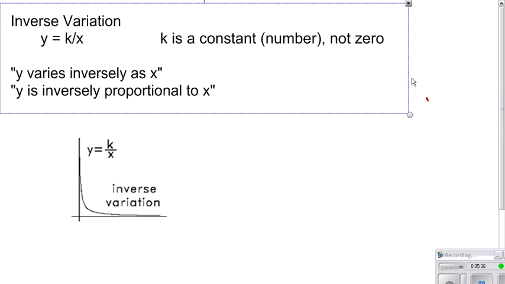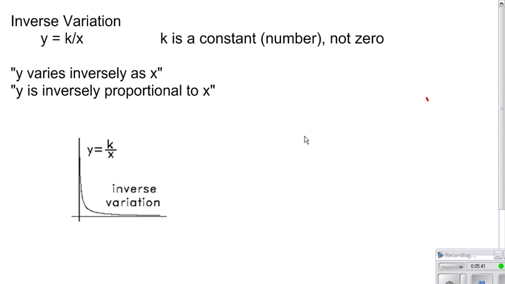Another type of variation is inverse variation. That would be y equals k over x. Again, k is a constant, a number, cannot be 0. You could read or recognize an inverse variation function by y varies inversely as x, or y is inversely proportional to x. An inverse variation function looks like this.